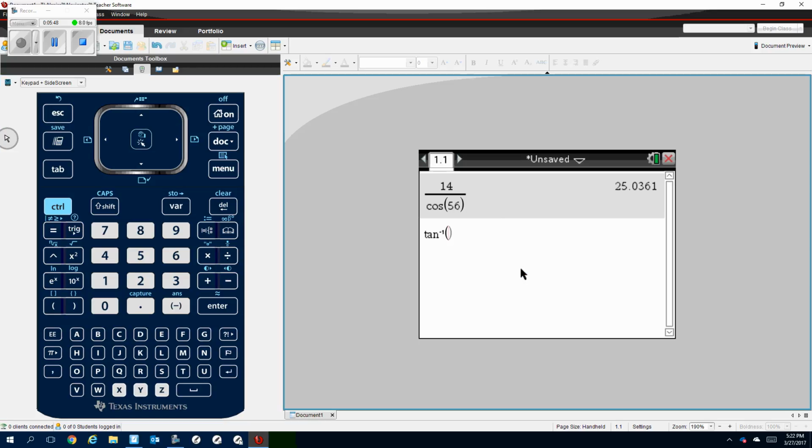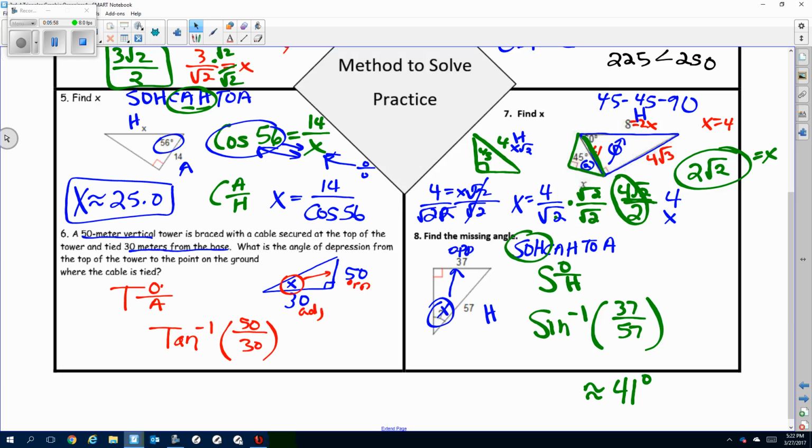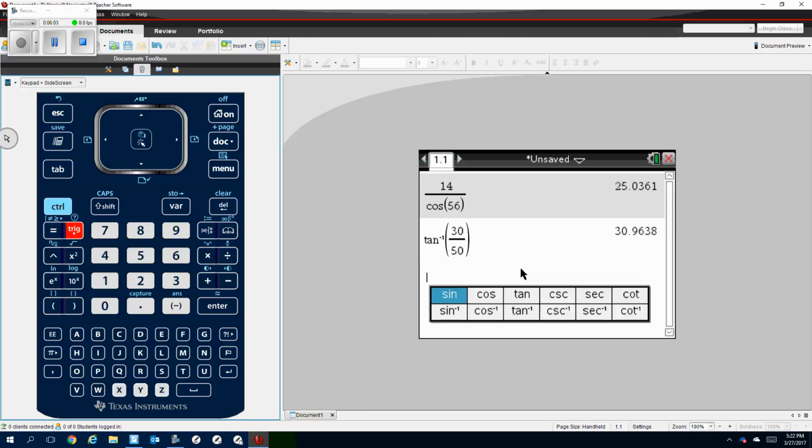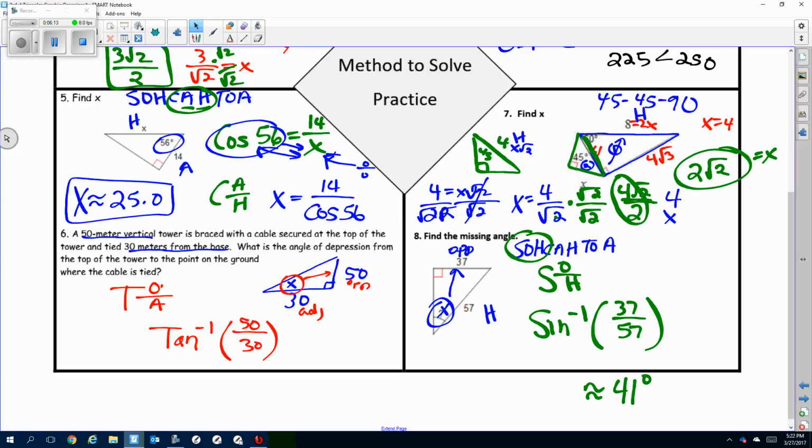There is the -1, the inverse. And we do 30 over 50, I think it was. 50 over 30, sorry. So let's do trig. 50 over 30. And the answer is 59 degrees. So that takes care of x. It's approximately 59 degrees.